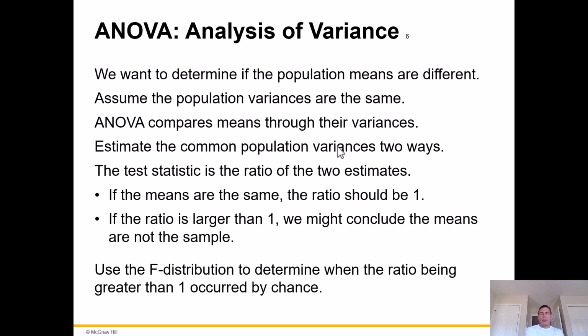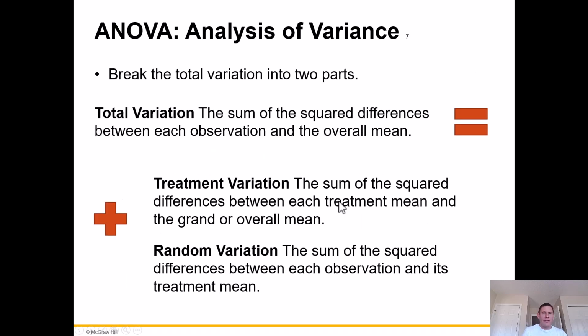We estimate the common population variance in one of two ways. The test statistic is the ratio of the two estimates that you're about to see. If the means are the same, the ratio should be 1. Makes sense, right? If the ratio is larger than 1, we might conclude the means are not the same. So we can use the F distribution to determine when the ratio being greater than 1 occurred by chance.